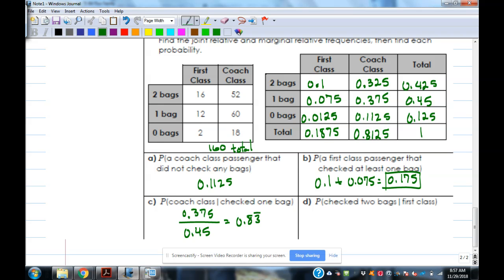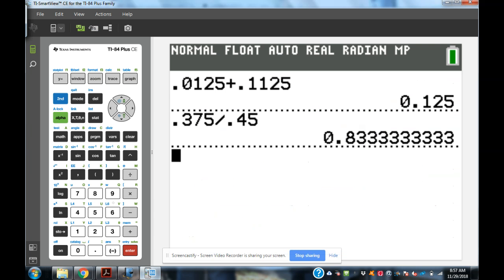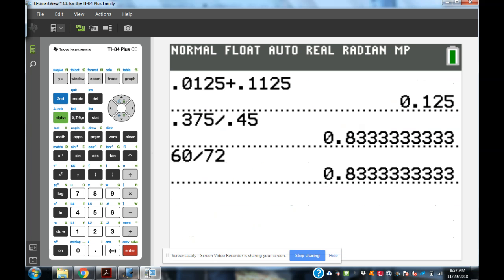You could have gotten the same answer from the original chart with the numbers, but you would have to do more totaling and all that stuff. So given that they checked one bag, you go here. 60 out of 72. Should be the same thing, I believe.